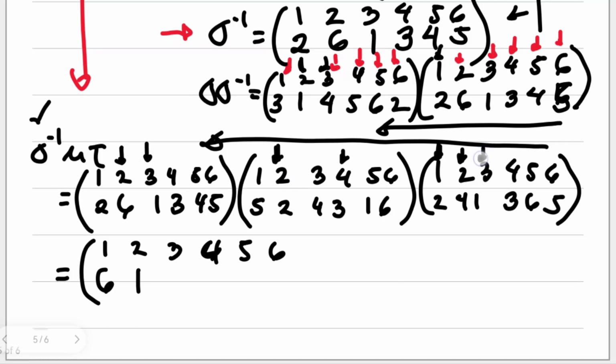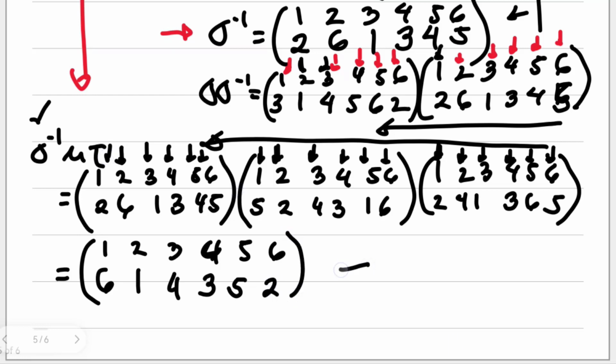Then 3 is mapped to 1, 1 is mapped to 5, 5 is mapped to 4. 4 is mapped to 3, 3 is mapped to 4, 4 is mapped to 3. 5 is mapped to 6, 6 is mapped to 6, 6 is mapped to 5. And then 6 is mapped to 5, 5 is mapped to 1, 1 is mapped to 2. This is the result for this expression.